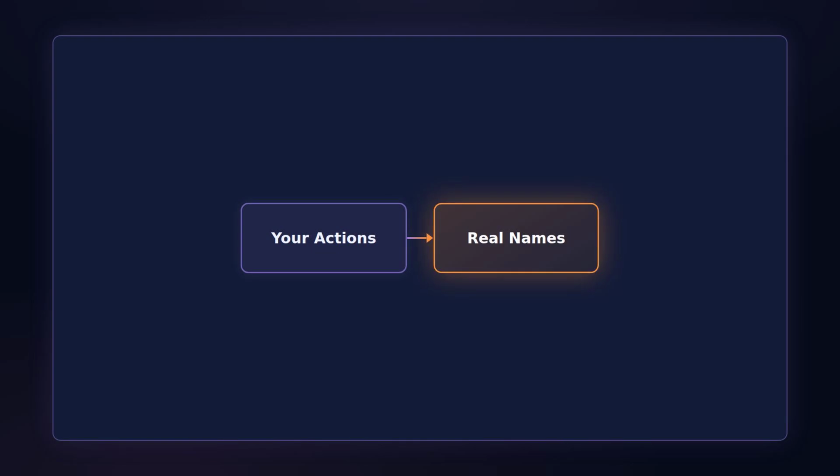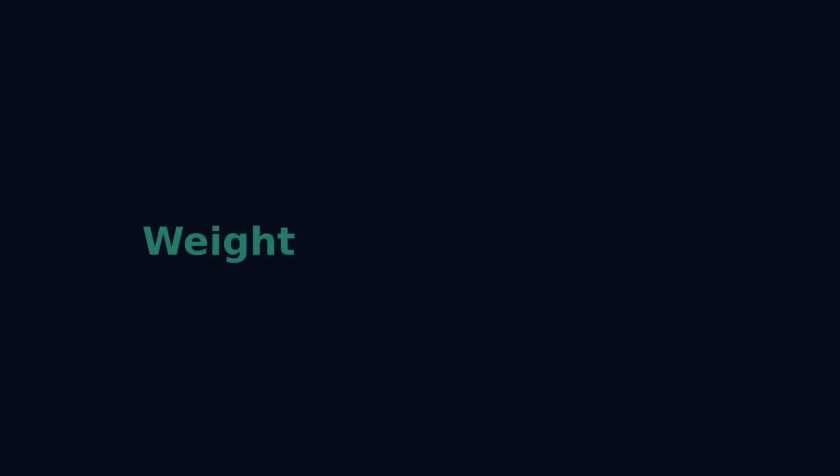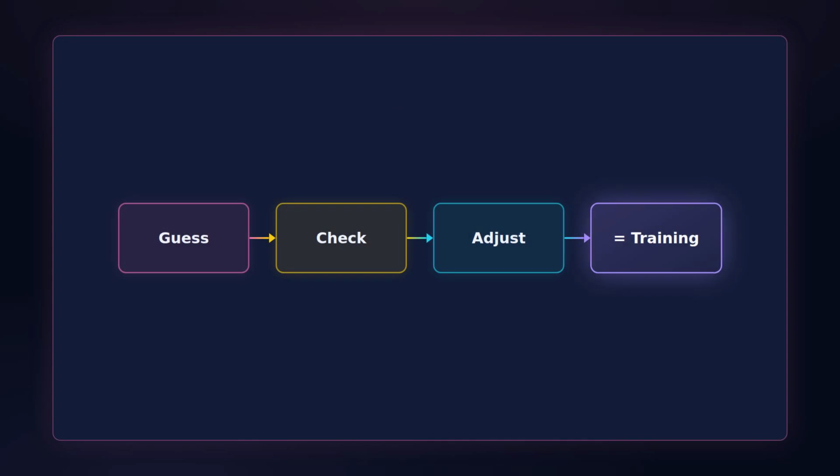Let's put real words on what you were doing, because it already has names. Your guess? That's called a prediction. Your sorting rule? That's the model. Your one knob, the size cutoff, is officially called a weight, or a parameter. Repeating guess, check, adjust, over and over, that process is called training.